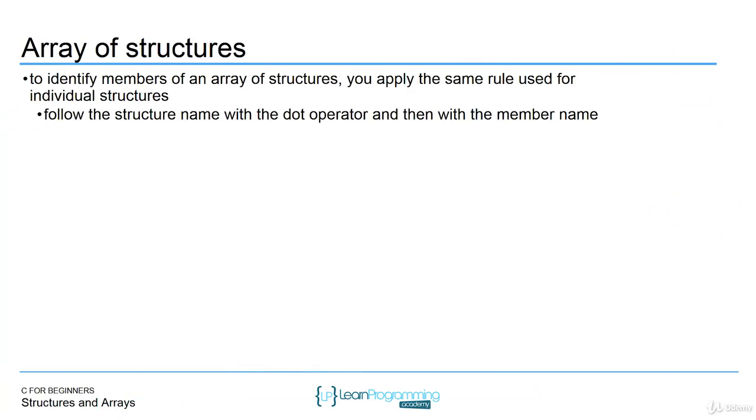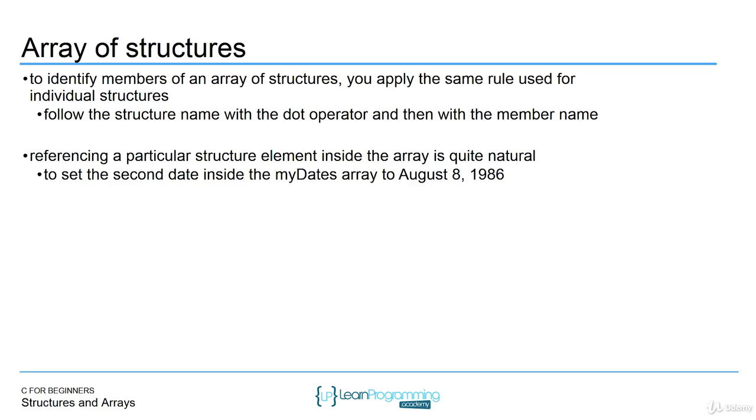To identify members of an array of structures, you apply the same rule you use for individual structures. You follow the structure name with the dot operator and then with the member name. Referencing a particular structure element inside the array is quite natural.